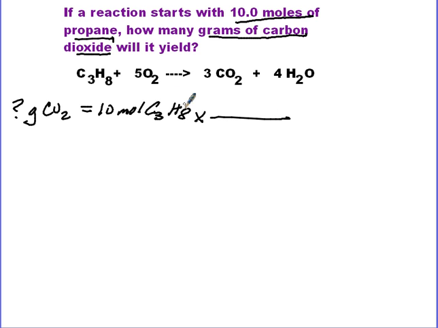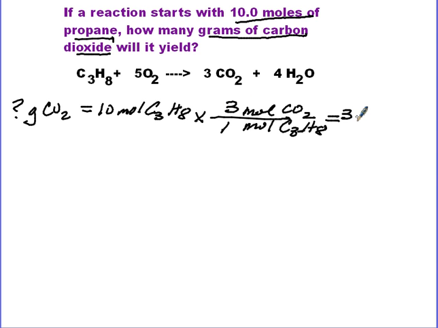Setting things up, the first thing is I'm in moles. So if I'm in moles, I'm all ready to make the switch using my molar ratio. On the bottom, moles of propane. And up here on the top, I'm going to put what I want to change it to, moles of carbon dioxide. So I'm going to get my numbers from the balanced equation because this is the molar ratio. So I have a 1 here in front of the propane and a 3 in front of the carbon dioxide. So I'll put those two numbers in right here.